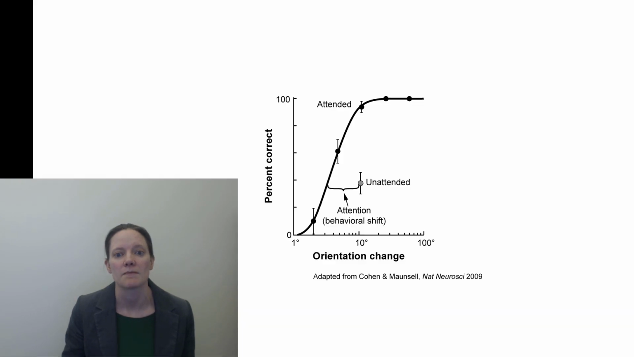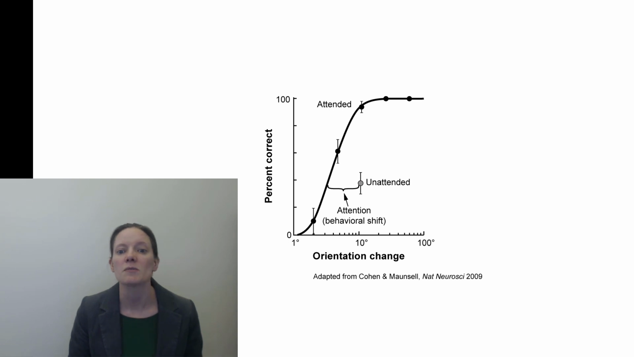Now, let's look at a plot showing the animal's performance on this task. This plot is showing percent correct on the y-axis as a function of the size of orientation change on the x-axis. Not surprisingly, the monkey does much better at detecting very large changes, up to 100% correct. And at some point, the change is so small that they really never notice it, performance dropping down to 0%.